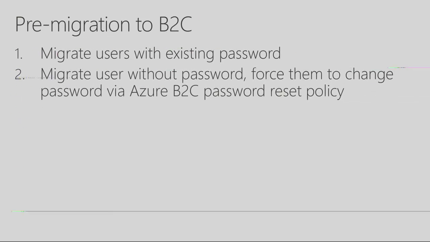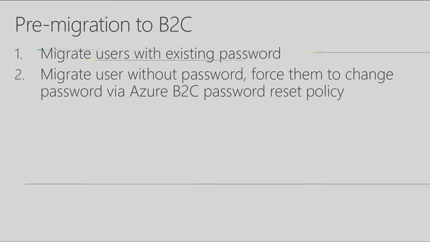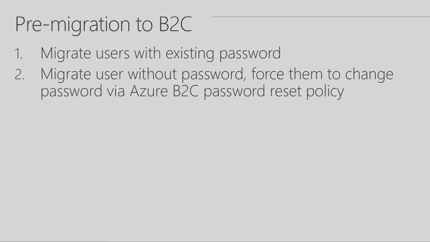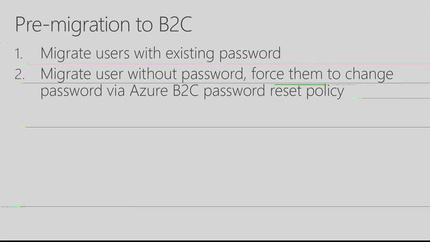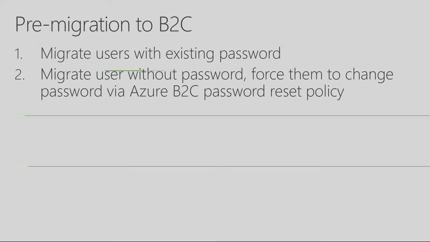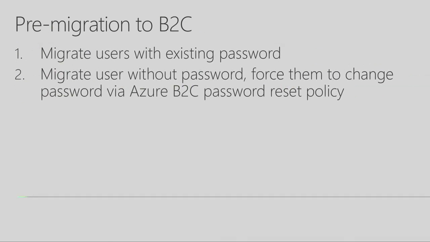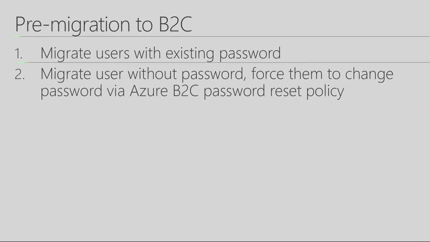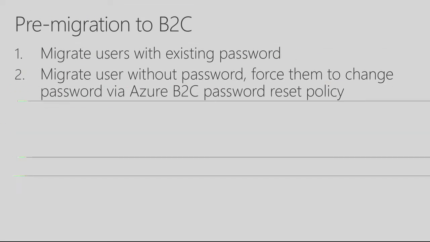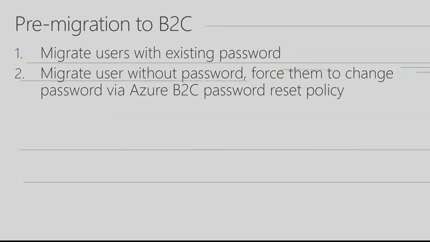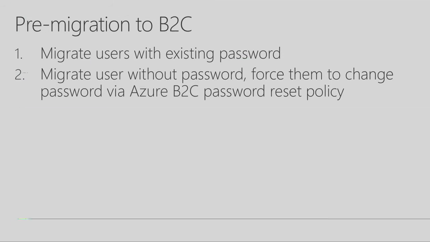Okay? In this flow, we're reading the user data from the old identity provider. We create a new account in Azure Active Directory B2C, but using a random password, not the real one, because we don't have access to the user's password. And after the migration process, we ask the user, okay, change your password using the B2C change password policy. We just send them a URL to change their password.